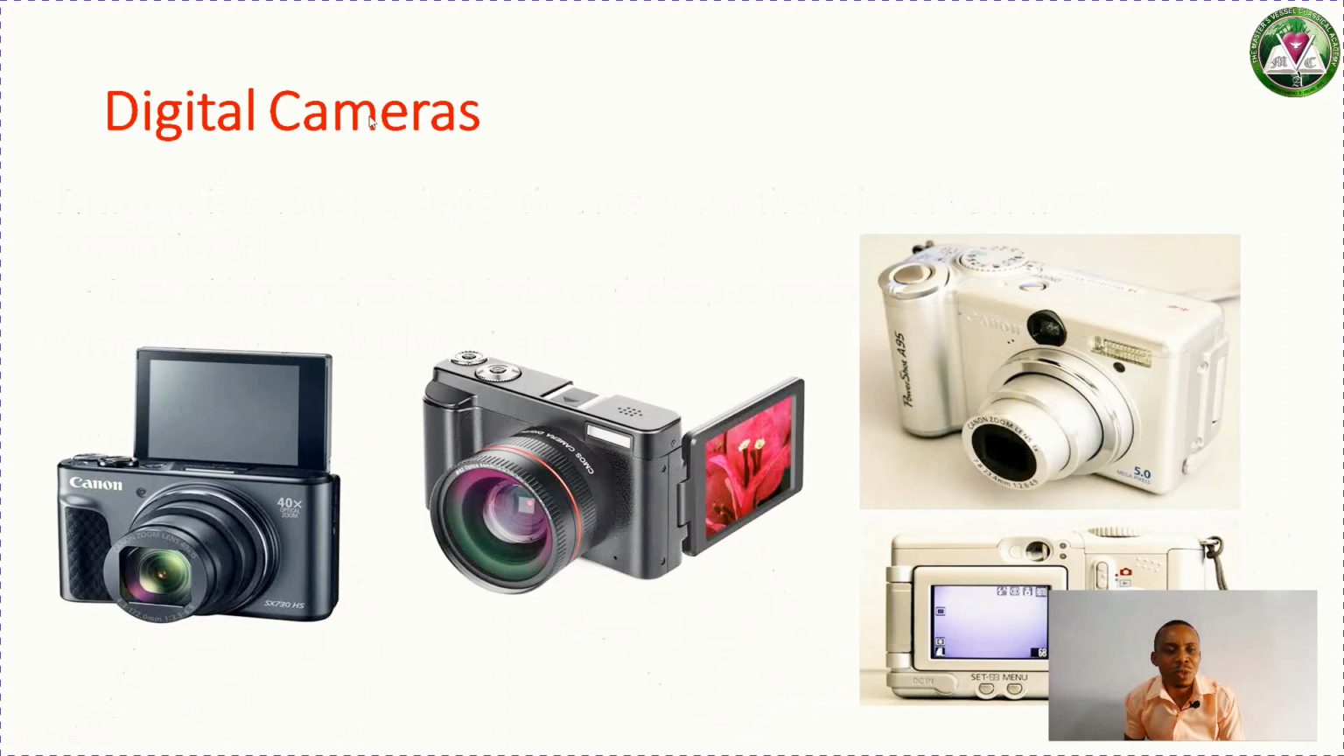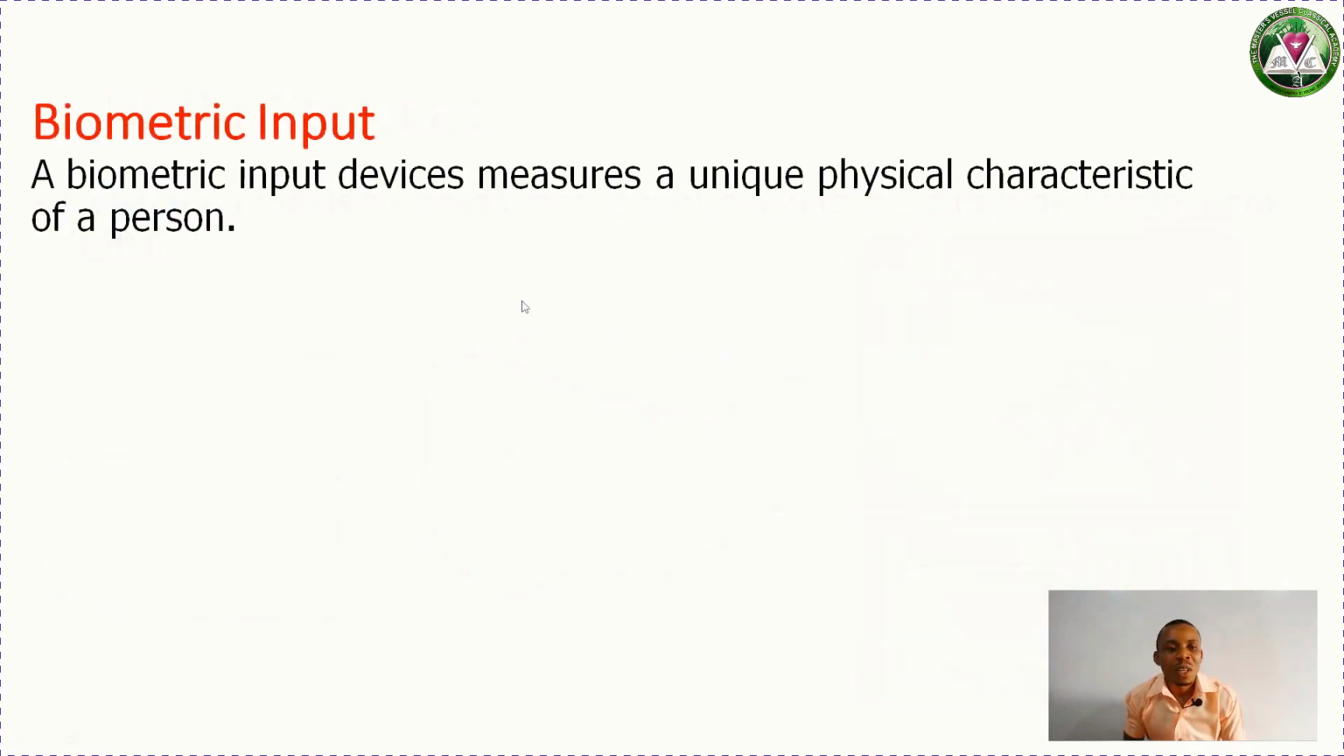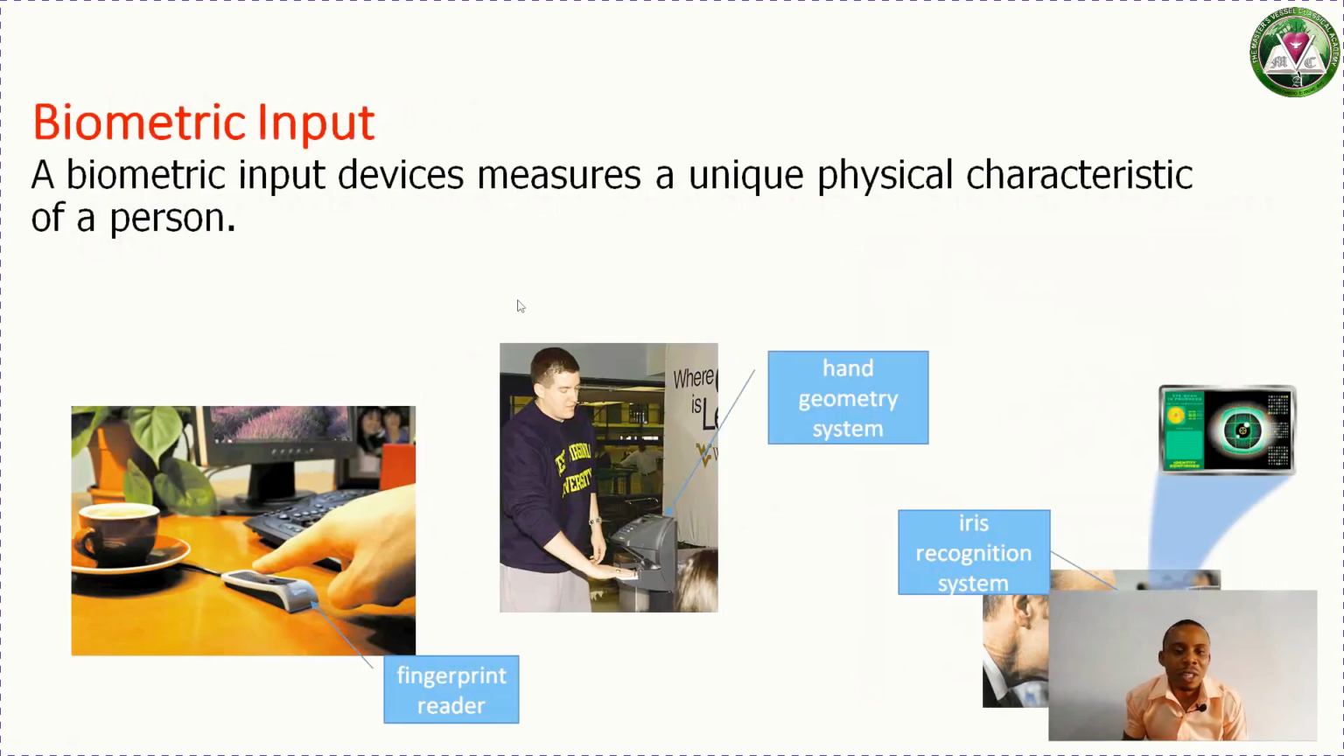Now, let's move over to the digital camera. A digital camera is a good example of input devices. We say that a digital camera allows users to take pictures and store them digitally. Okay, biometric input is another example of an input device. We said that a biometric input device measures a unique physical characteristic of a person.